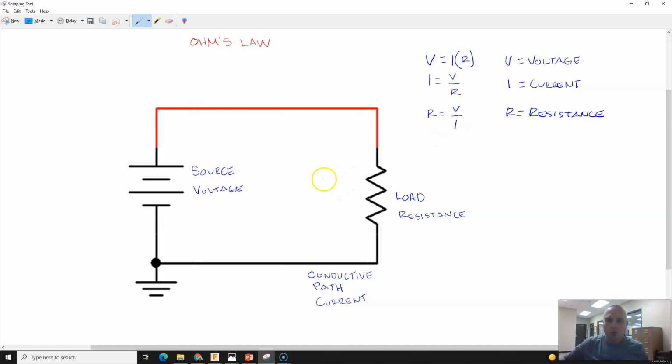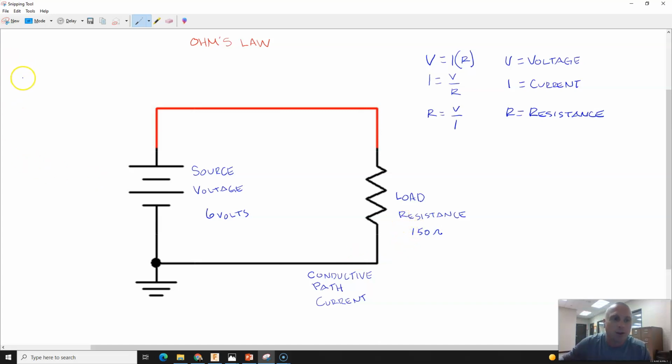All right, if we run through one of these problems really quickly, let's say in our circuit we have a system and the power source is 6 volts. And we know that the load's resistance on the system is 150 ohms. Well, if we know two of the variables, we can always solve for the third variable.